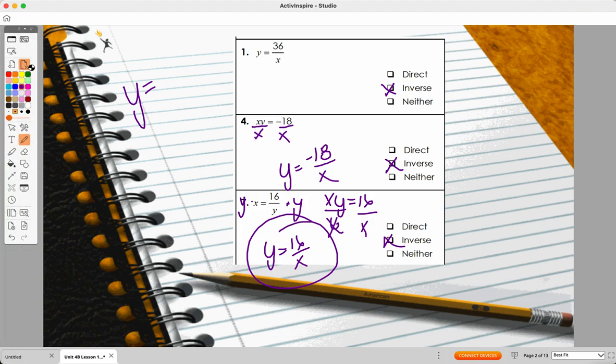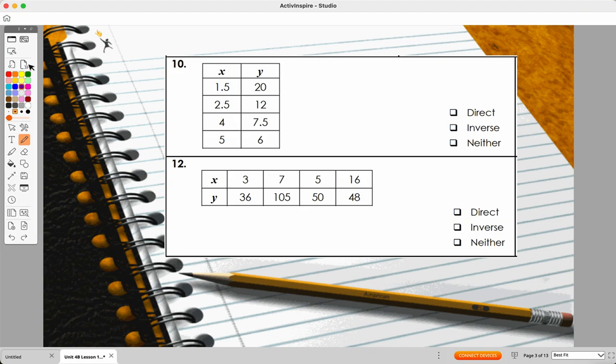Let's take a look at it when we look at a table. This is a little more tricky because we're really looking here at k. We're looking to see how are they the same, how are all these the same. Not whether they meet the equation, but how they are the same.